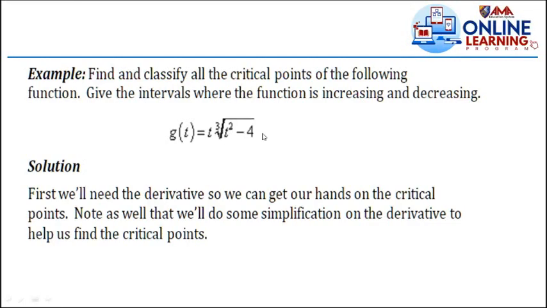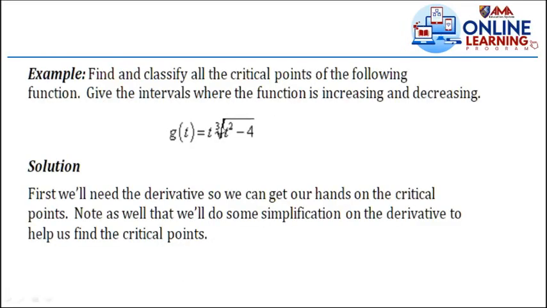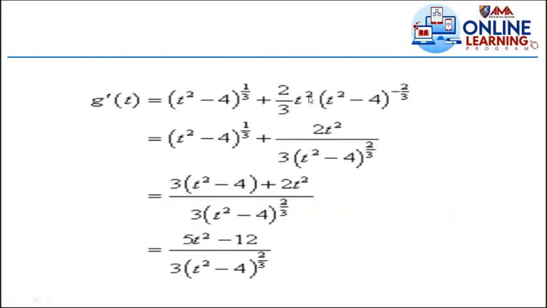1/3 then t squared minus 4 raised to 1/3. So we have 2/3 t squared multiplied by t squared minus 4 raised to negative 2/3. Supposed to be, this is 1/3, because the exponent is a cube root, no? So 1/3. But here, the derivative of t squared is 2t. So 2t times 1, so it became 2t squared. Then the 1/3 minus 1 became negative 2/3.